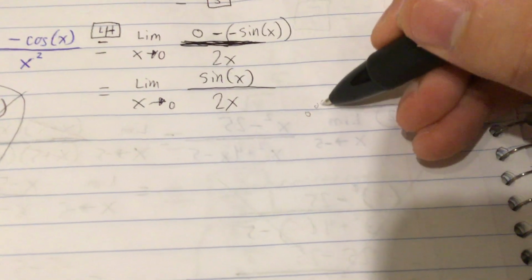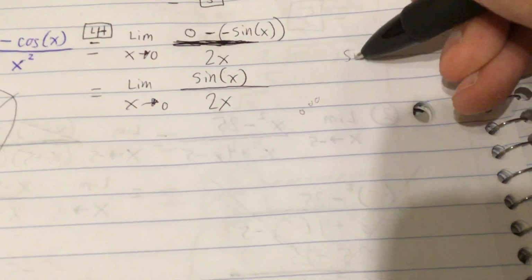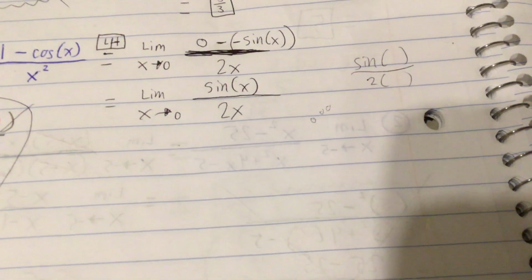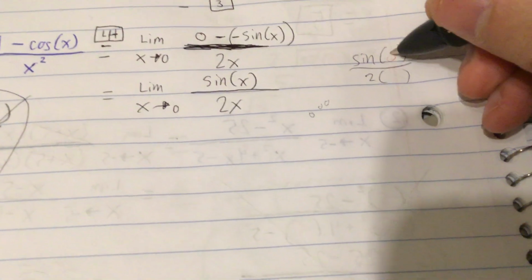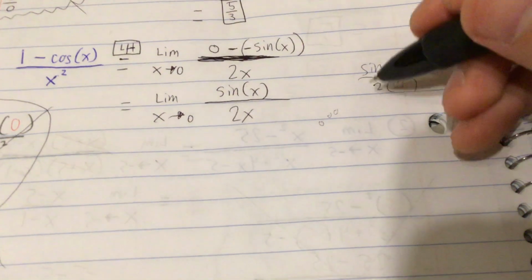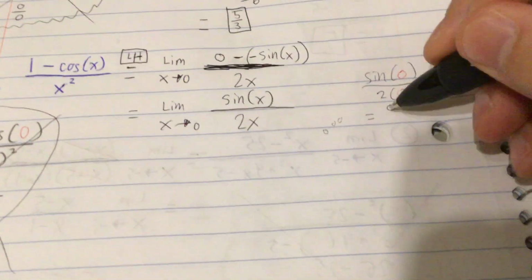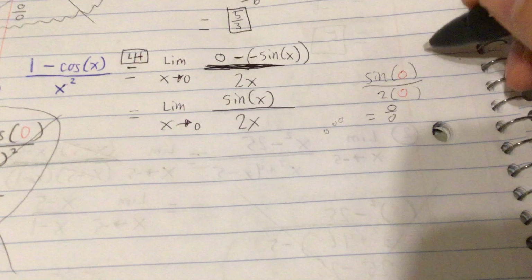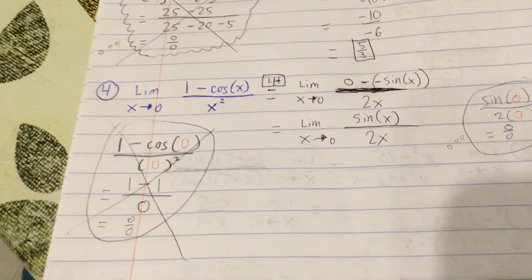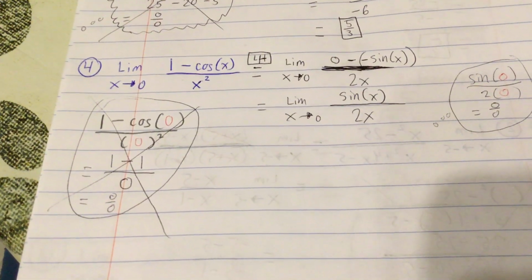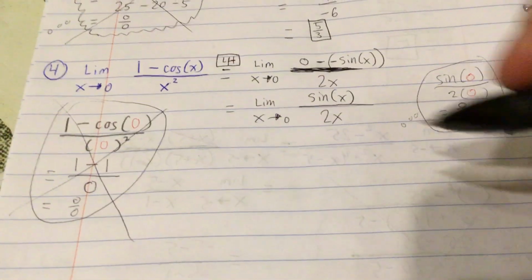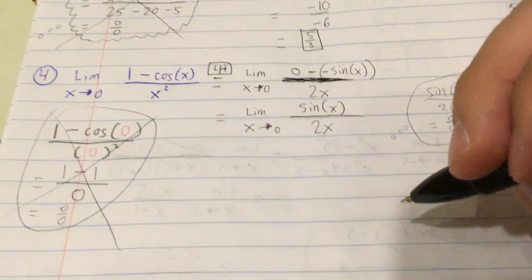Because if I put my little thought bubble right here, and I do sine of 0 over 2 times 0, sine of 0 is 0. 2 times 0 is 0. Wait, so I've got another 0 over 0. So what does L'Hopital's rule say? If you get 0 over 0, take the derivative of the top and the derivative of the bottom until that problem goes away. In this case, I have to do L'Hopital's rule again.